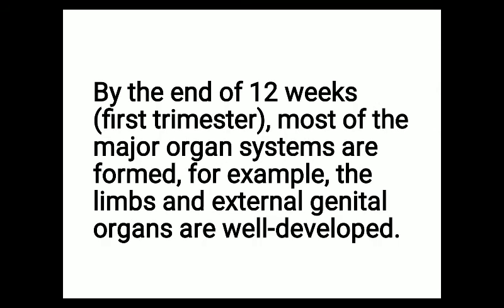By the end of 12 weeks, meaning the first trimester, most of the major organ systems are formed. For example, the limbs and the external genital organs are well developed at the end of 12 weeks of pregnancy. So in human beings, what is the duration of pregnancy? It is around 9 months. So 9 months will consist of three trimesters: first trimester, then second trimester, then finally the third trimester. So by the end of the first trimester, most of the major organ systems are formed, as well as the external genital organs.